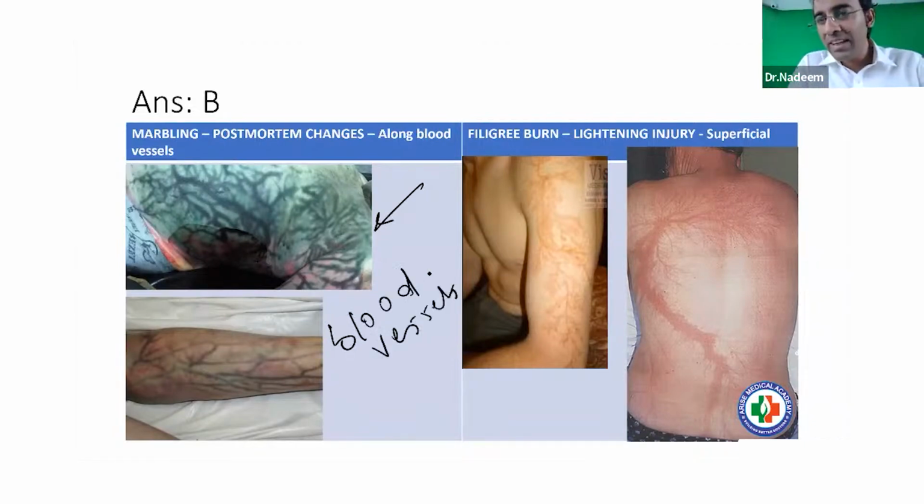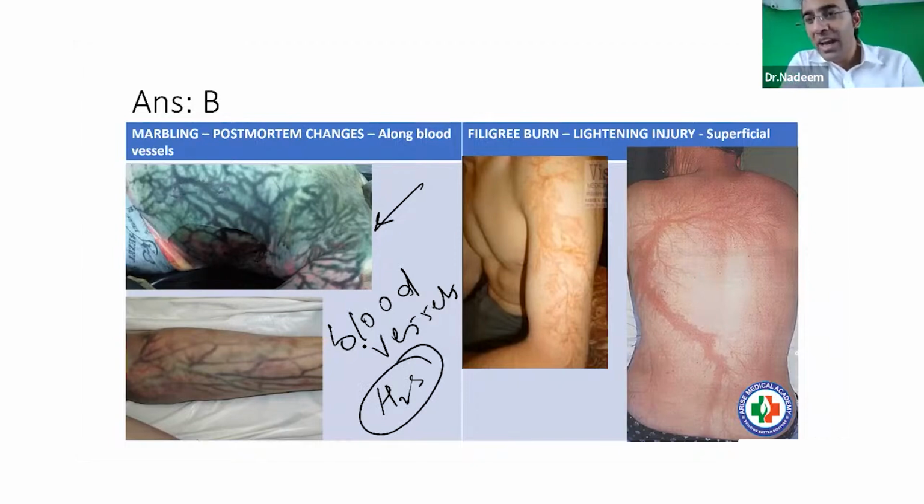See, there will be so many bacteria in your gut. Fine. So bacteria will produce more of what? H2S, hydrogen sulfide. Hydrogen sulfide will get mixed in the blood, which is going to combine with hemoglobin. Easy to understand? Fine. Because of that, along the blood vessels, you can see greenish discoloration. That is marbling. That you can see after 36 hours.